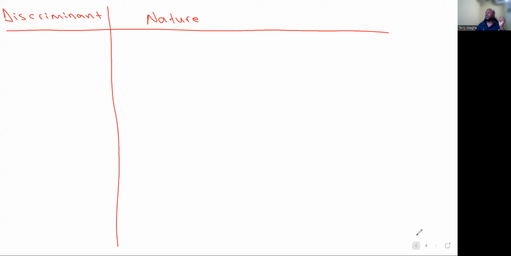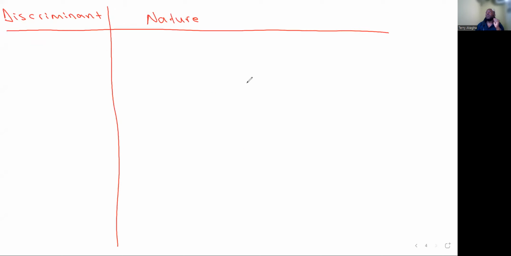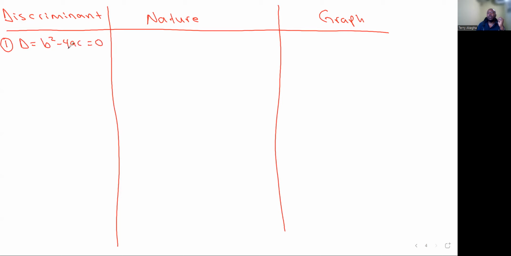Remember, I told you that it helps us determine the nature and we can predict the graph. We're going to talk about sketching the graphs later. So we talk about the nature and also the graph itself. Remember, the discriminant can help you predict the nature and the graph. So we're going to start with number 1: when the discriminant, which is equal to b squared minus 4ac, is equal to 0. So that means D is equal to 0.